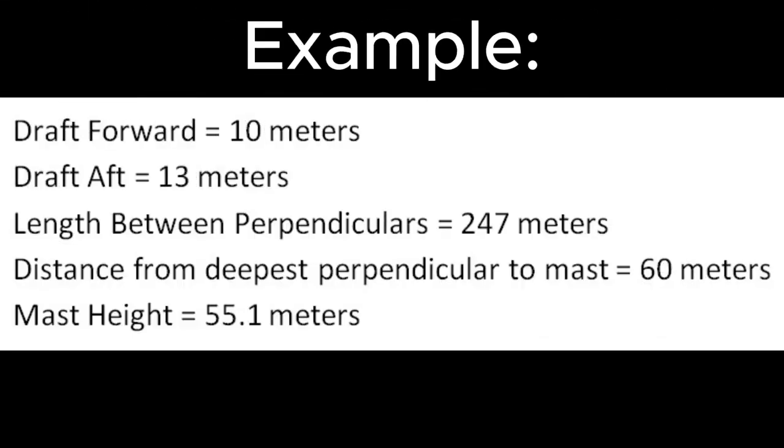Draft forward equals 10 meters, draft aft equals 13 meters. Length between perpendiculars equals 247 meters. Distance from deepest perpendicular to mast equals 60 meters. Mast height equals 55.1 meters.